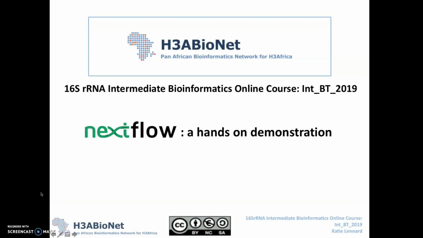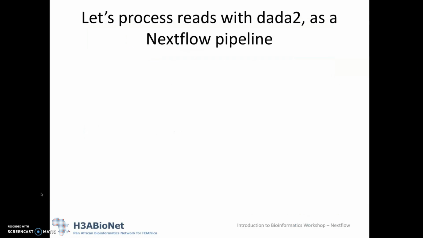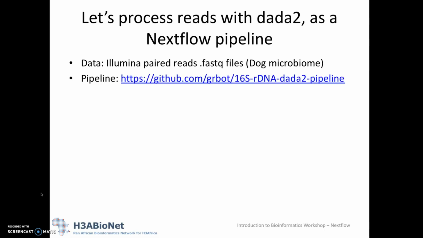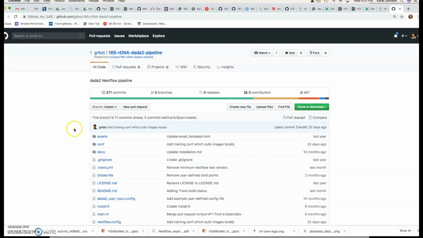In this session, we'll be doing a hands-on demonstration of running a Nextflow pipeline, and we're going to process the same input data that you previously used for your Data2 module. So it'll be the dog microbiome paired Illumina FASTQ files, and we're going to use this GitHub pipeline, which is the one that we use at our own institution to analyze our data.